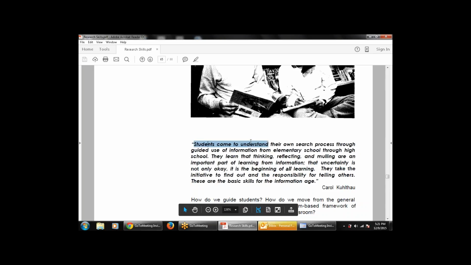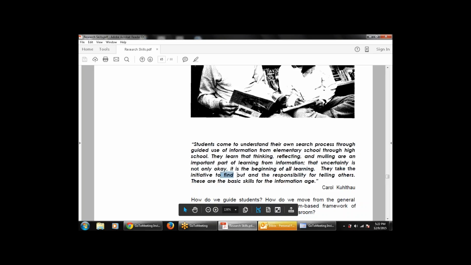So students come to understand their own search process through guided use of information from elementary to higher education. That is the first part. Then they learn that thinking, reflecting and mulling are part of learning from the information. That uncertainty is okay, and it is the beginning of all learning. Whatever they are asking and doing in the various research activities is the beginning of learning.